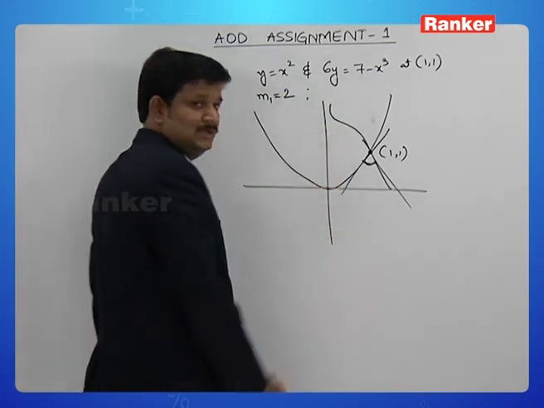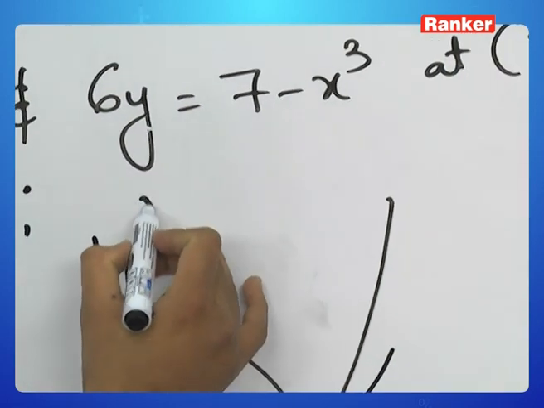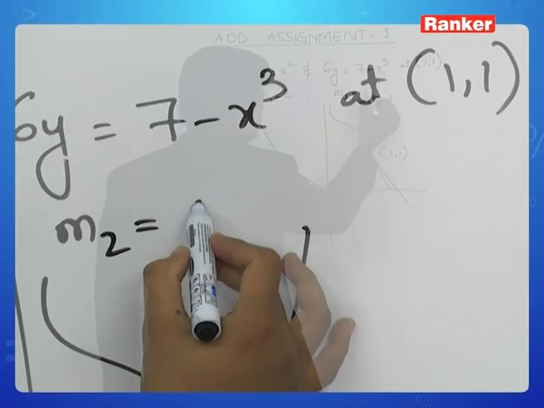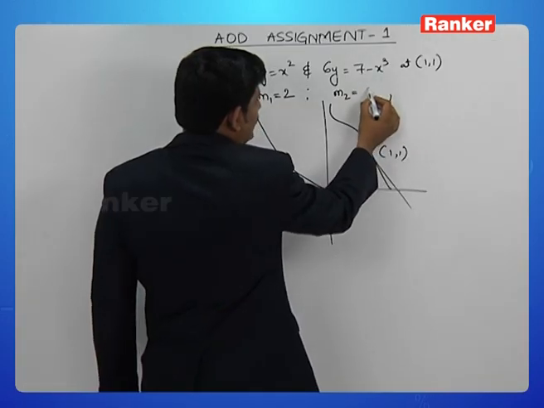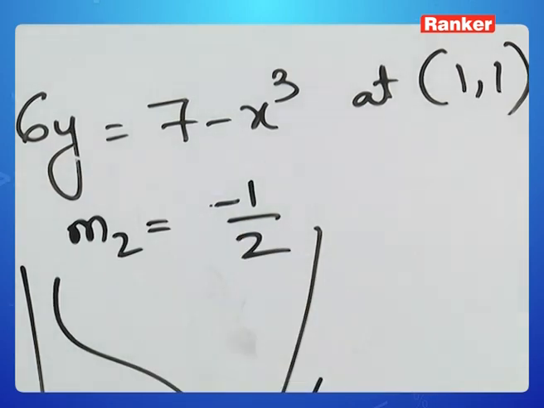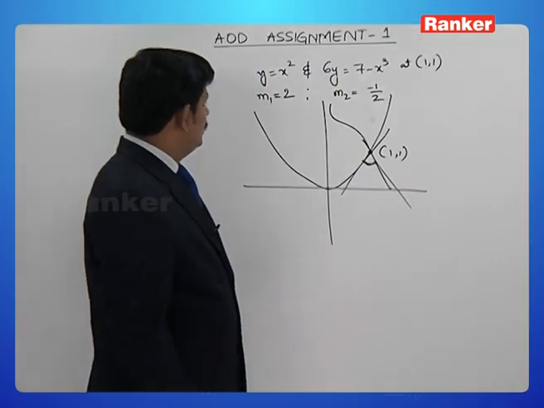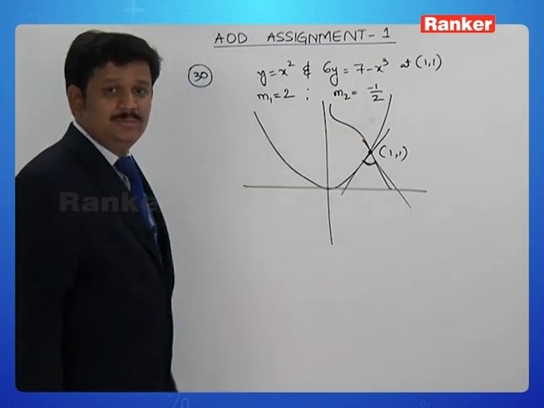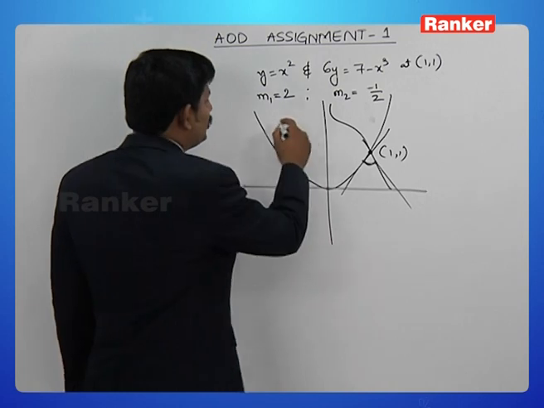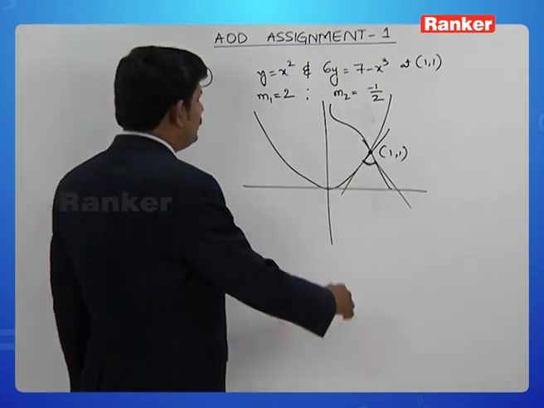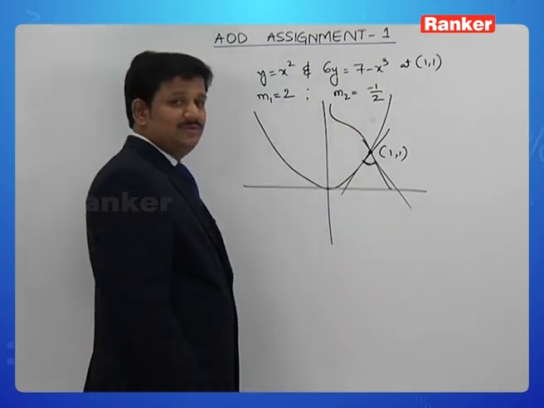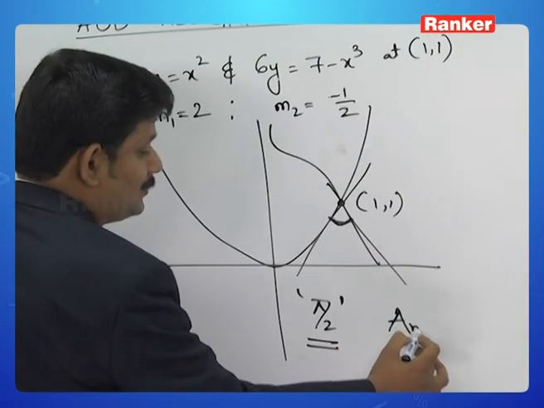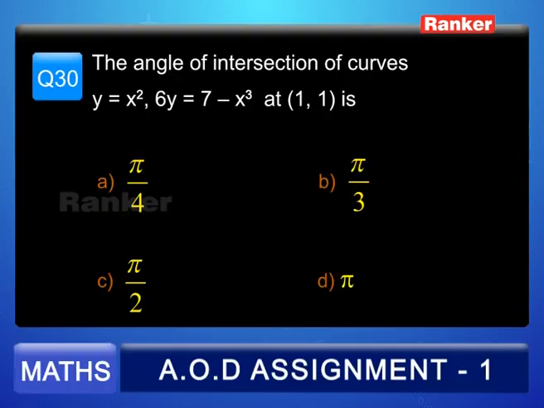Differentiate the second one. 6 dy by dx, or 6 m2, or m2 is equal to minus 3 x square by 6, and at x equal to 1 it is minus 3 by 6 or minus 1 by 2. Now you can see the slope of one tangent is 2 and the slope of the other tangent is minus 1 by 2. So the product of the slopes is minus 1. The tangents are perpendicular to one another, so the angle between the tangents is pi by 2. So our answer is pi by 2, which is option C.